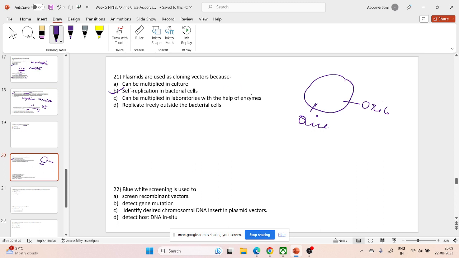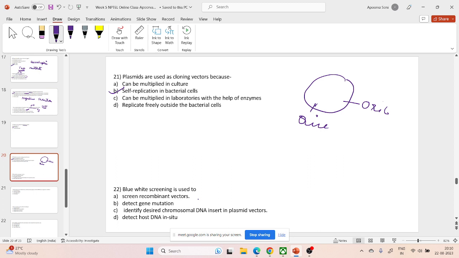Then, blue-white screening is used for: screening recombinant vectors, detecting gene mutation, identifying desired chromosomal DNA insert in plasmid vectors, detecting host DNA. Ma'am, option A, screening recombinant vectors.